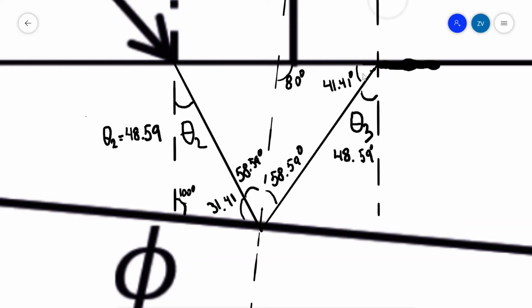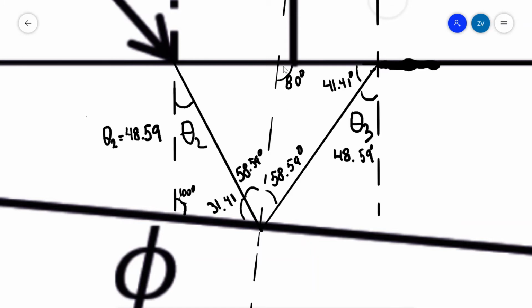Now, first of all, theta 3 and this angle here must add up to 90 degrees because this is a normal right here to this surface. This means that the angle that I'm pointing at is 41.41. The next normal to this surface is not normal to the surface above. So the angle up here is no longer going to be 90 degrees, but it's going to be 80 degrees because the surface below has been inclined by 10 degrees.